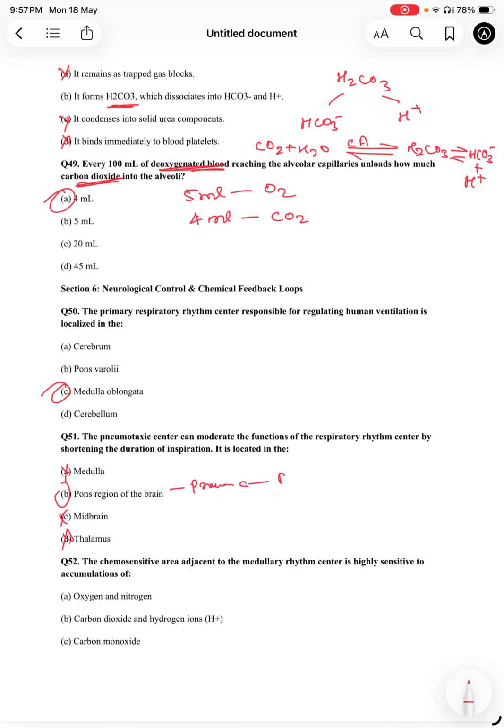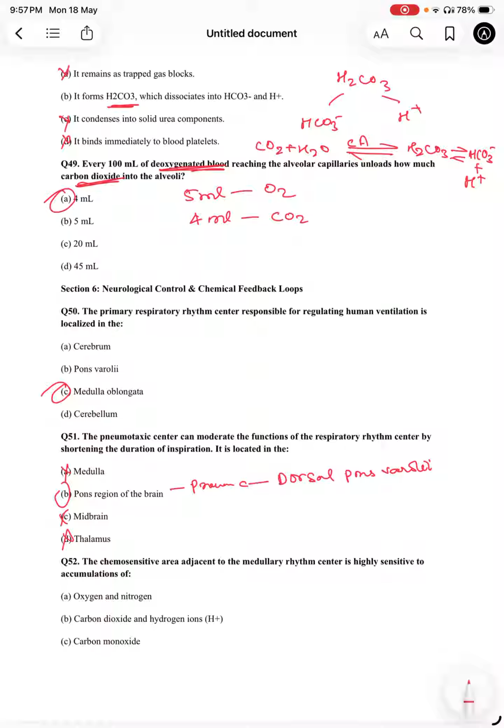It is located in the dorsal pons varolii. This regulates the medullary rhythm center. So it acts like an off switch for inspiration. By signaling an early termination of inspiration, it shortens the breath duration, which increases the overall respiration rate.